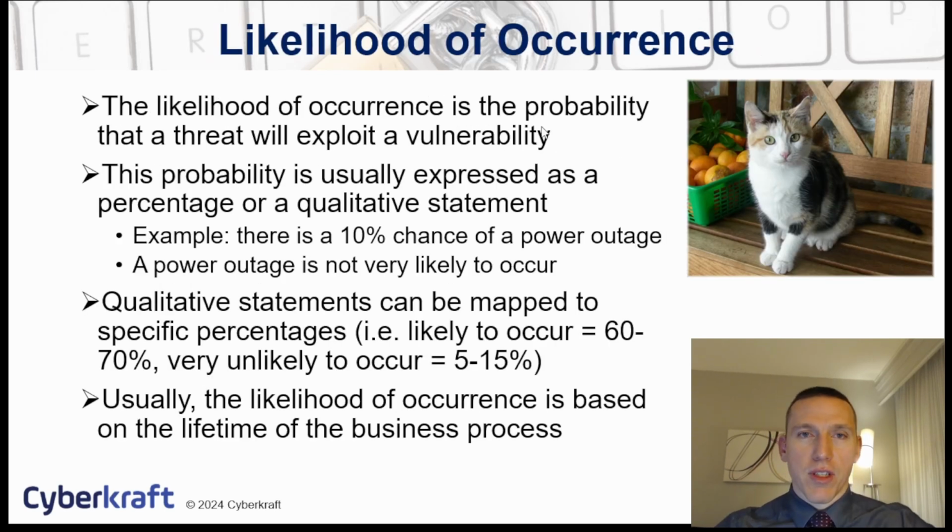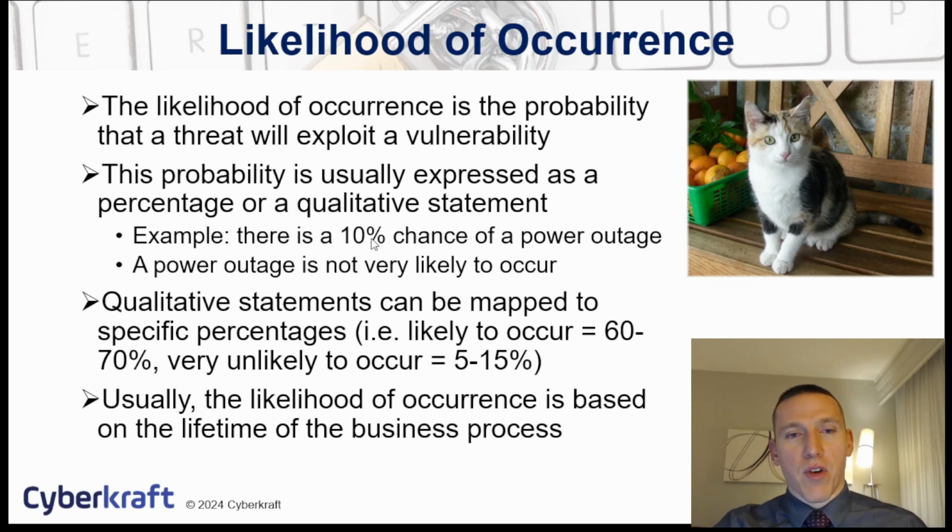Likelihood of occurrence is the probability that a threat will exploit a vulnerability. Usually this is expressed as some sort of percentage. For example, if we're in a 100-year floodplain, there is a 1% chance that a flood would occur in our area in any given year. If we're in a 10-year floodplain, we have a 10% chance of a flood happening any given year. That's an example of a way a percentage can be used in a practical sense.